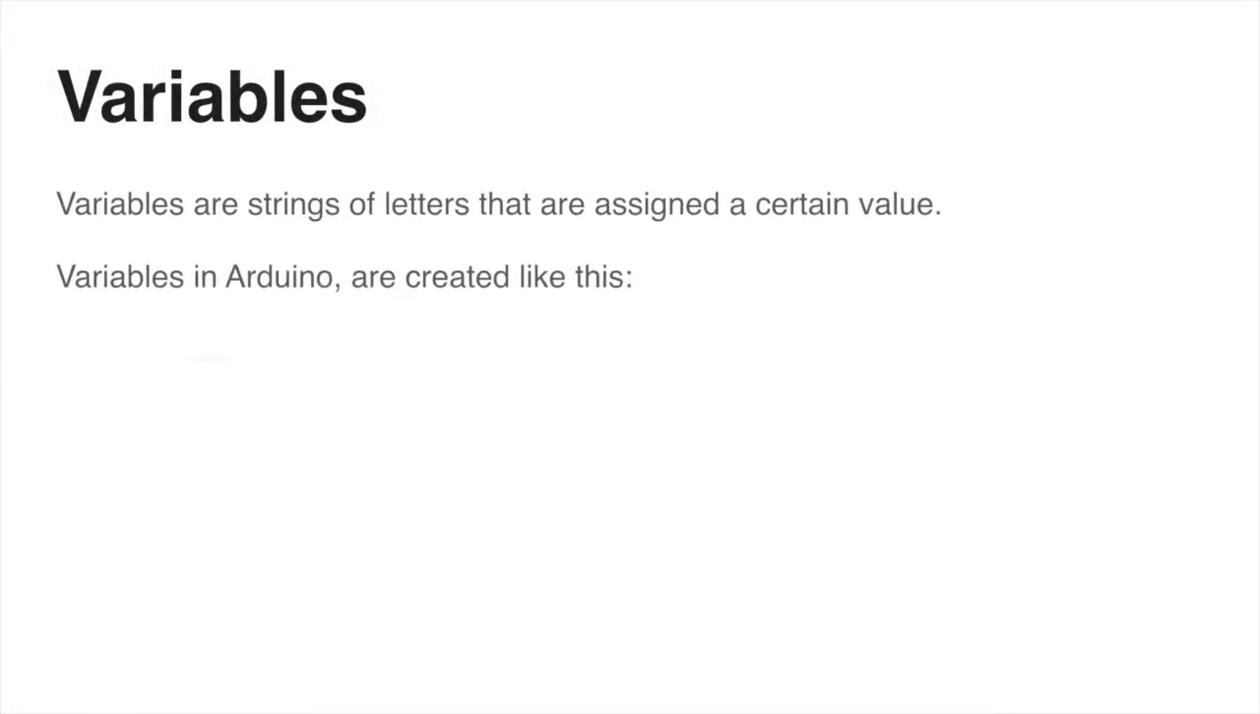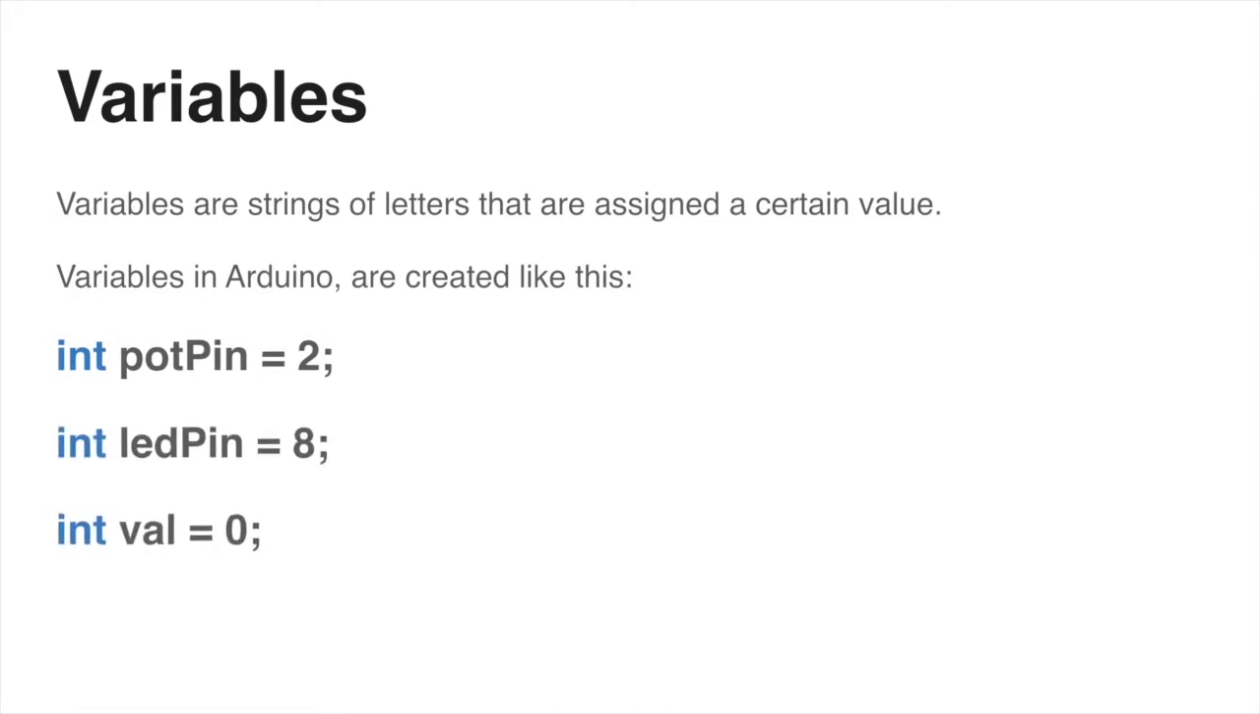In order to break down what this handout is doing and to understand what's going on with the code, we have to know a few things. The first thing is what's at the very beginning: INT pot pin equals 2, INT LED pin equals 8, and INT val equals 0. I've put all these out here so that you can see them. That's what's at the very top of your handouts, above void setup. These are called variables, and variables are strings of letters that are assigned a value.